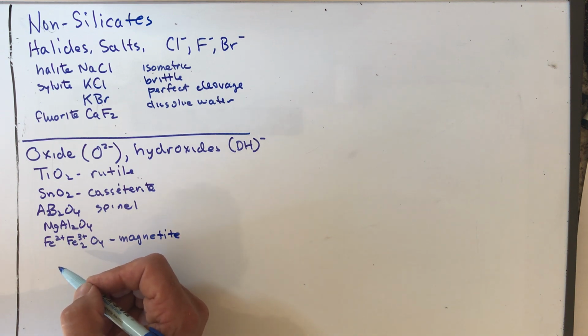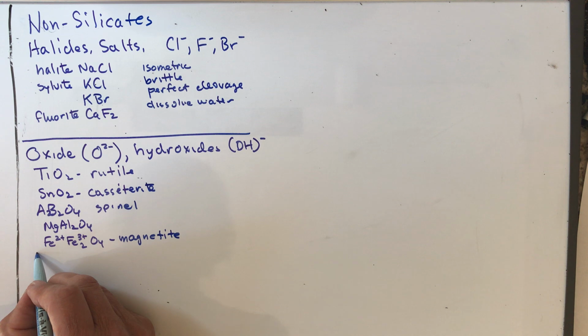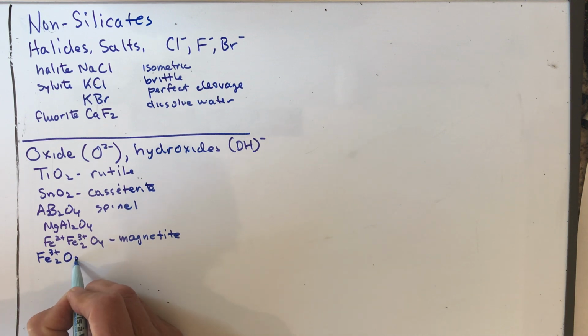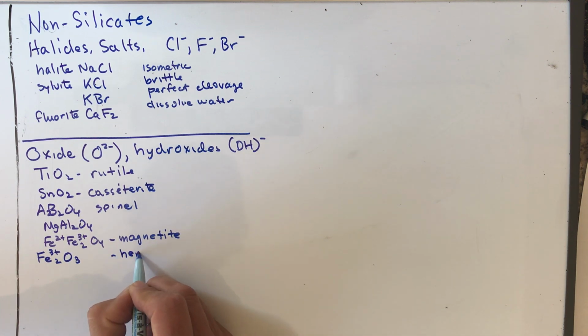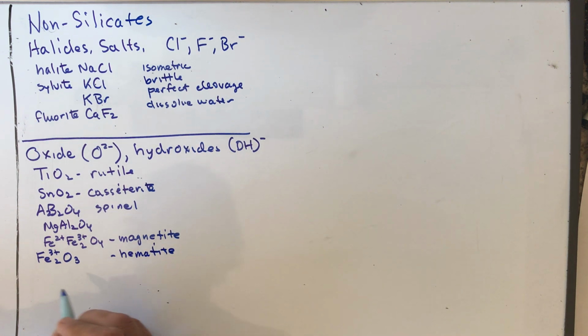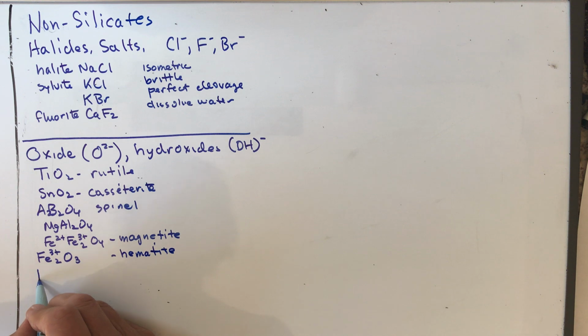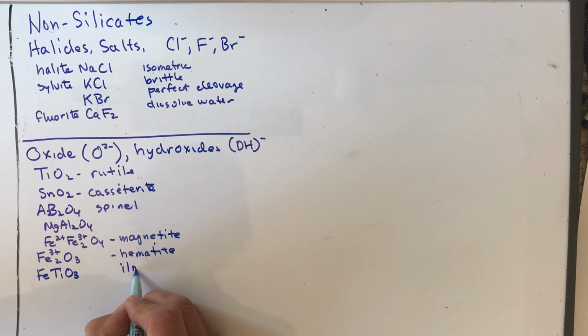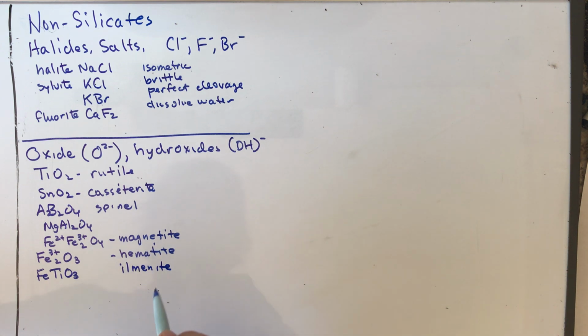If the iron is completely oxidized, the stable oxide is hematite, which is Fe3+ taken twice, O3. Famous banded iron formations, from the early oxidation of Earth, contain these. And the analogous mineral for titanium is FeTiO3, ilmenite. These are all important oxide minerals that occur in the crust and upper mantle.